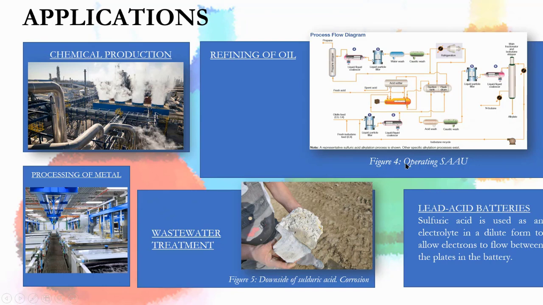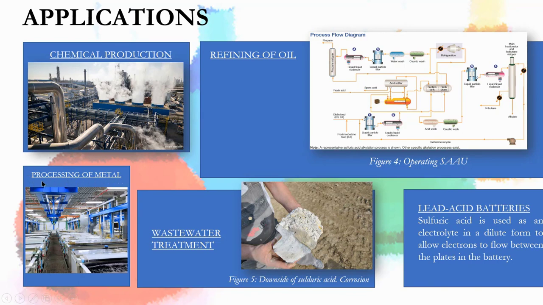In the second place, the contribution of sulfuric acid to the refining of oil is absolutely crucial, since it is used as a catalyst in the refining of crude oil. It accounts for the majority of petroleum-based polymers, such as polyethylene, nylon, and others. This process is carried out in an SAAU unit, which stands for sulfuric acid alkylation unit, as you can see in the drawing.